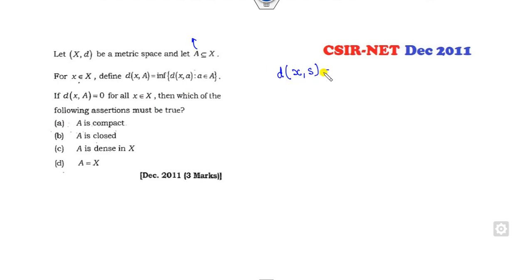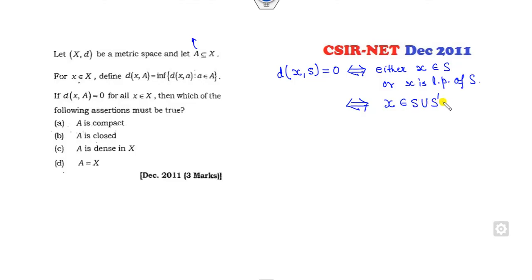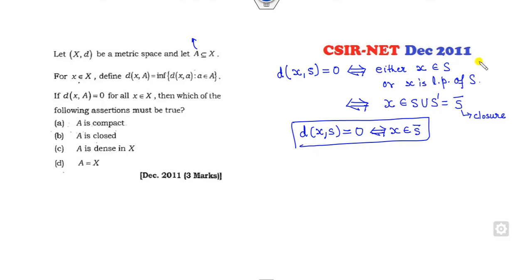d(x, S) is 0 if and only if either x belongs to S, or x is a limit point of S. That means x either belongs to S or x belongs to the limit points, so you can say x belongs to the closure of S. The tip for you is, whenever you are given d(x, S) is 0, it holds if and only if x belongs to the closure. This is the simple rule for that.